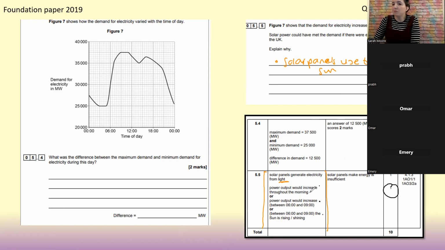The power output would increase throughout the morning. That's correct, as the sun rises and begins shining. Or, between 6 and 9, the sun is rising or shining. So there were 3 things we could have said there. We only need to say one of them to be awarded that second mark.